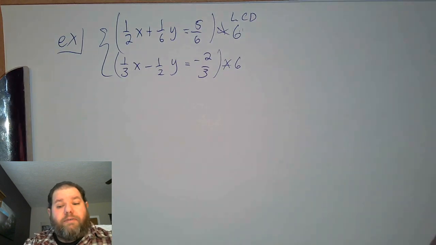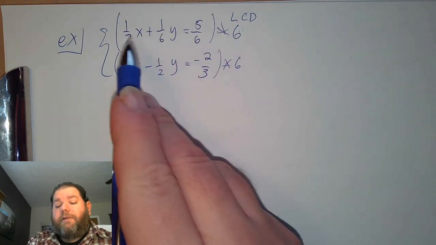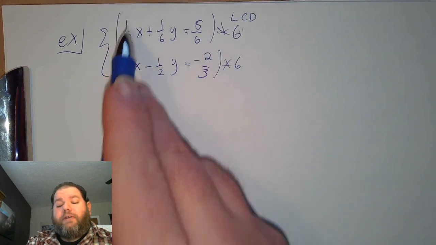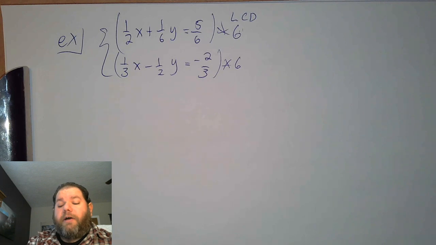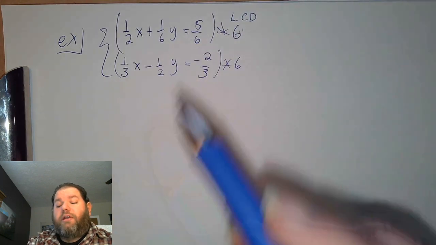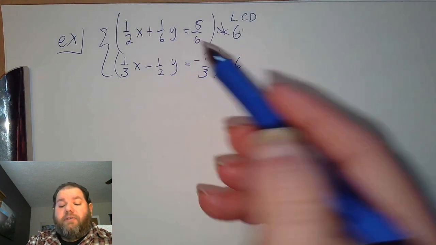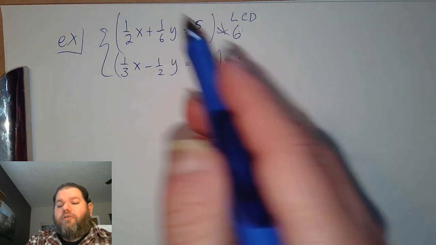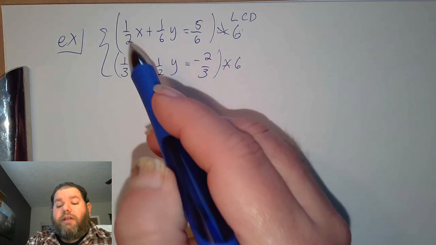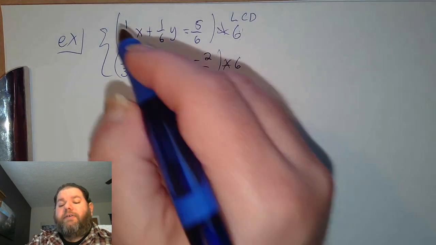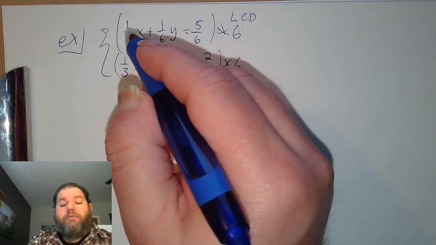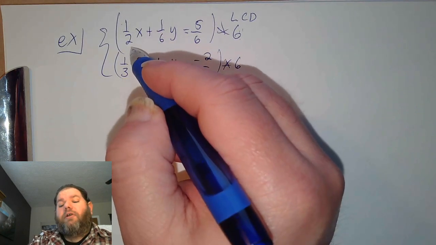Then this is the difficult part now, multiplying by 6. What is 6 times 1/2? The important thing to remember when we multiply a whole number by a fraction is that the whole number multiplies the numerator and then is divided by the denominator. So when we have 6 times 1/2, we do 6 times 1, which is 6, and then divide by 2, which is 3.